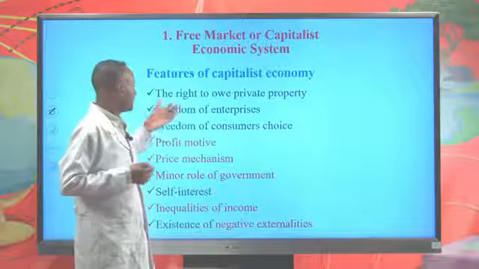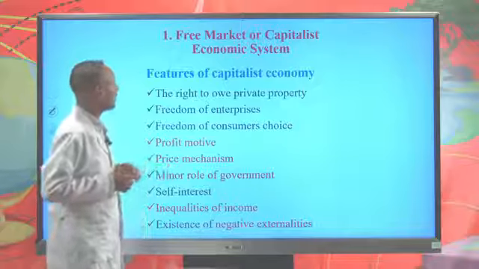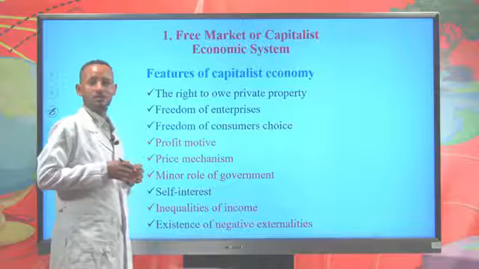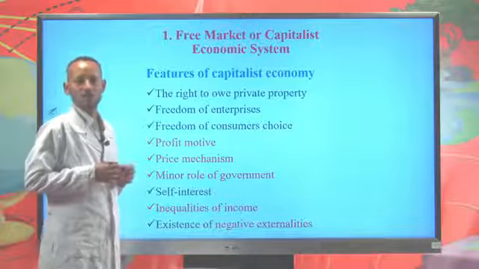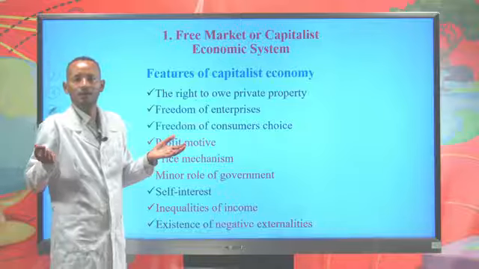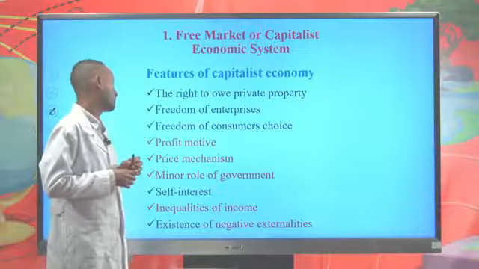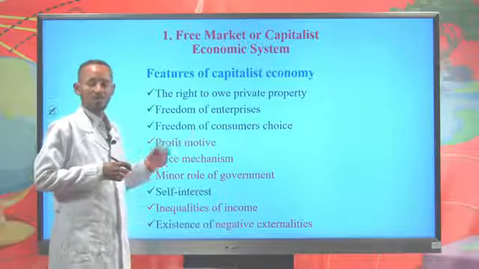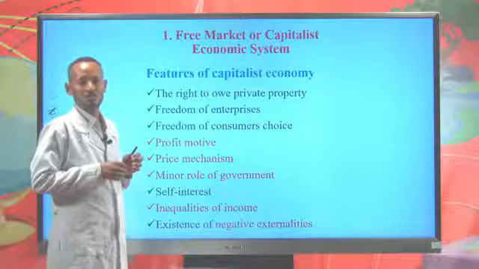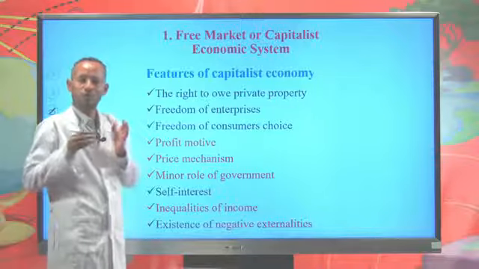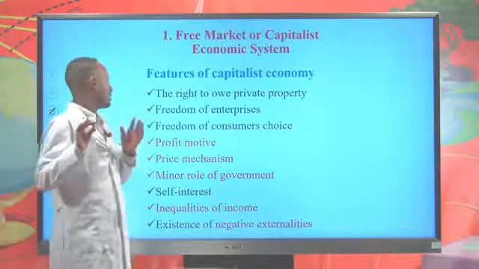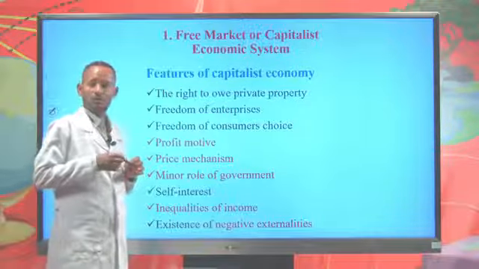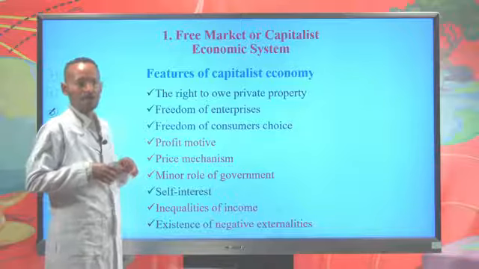When we see the features or characteristics of the free market or capitalist economic system, first, there is the right to own private property. Individuals have the right to accumulate wealth. There is no capital ceiling in the free market or capitalist economic system. The other one is freedom of enterprise. There is flexibility under this system. Everybody can produce whatever he wants to produce. The other feature is freedom of consumers' choice. That means consumers can buy whatever they want to buy.